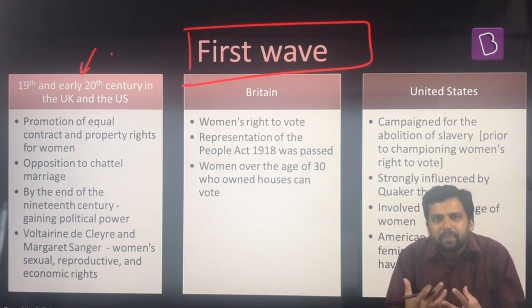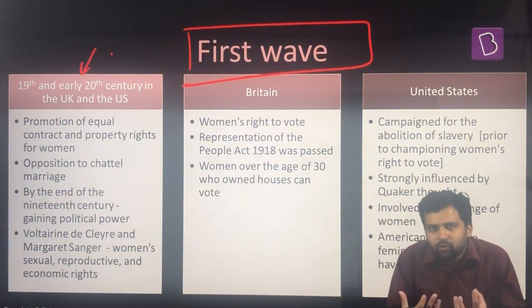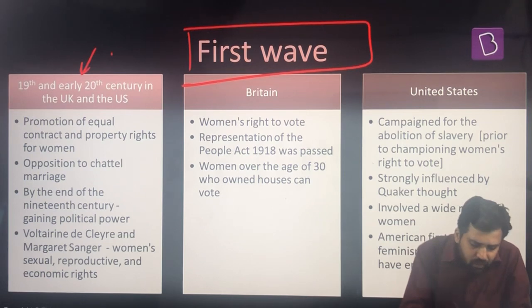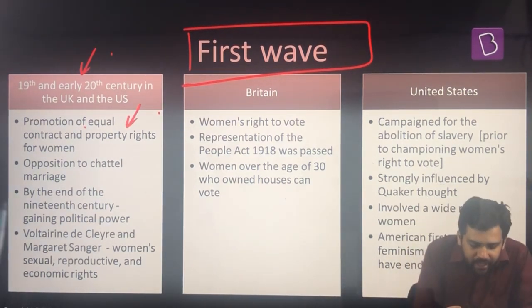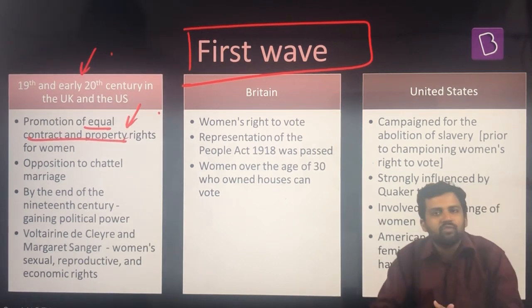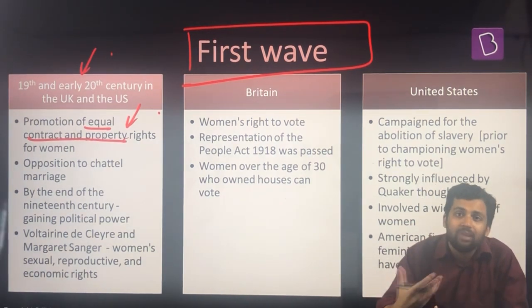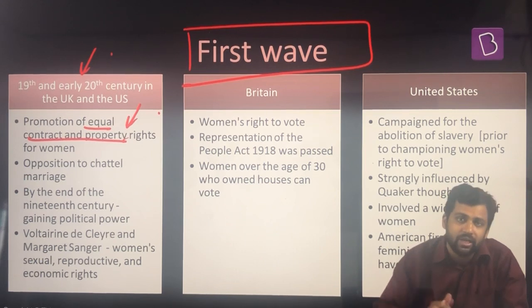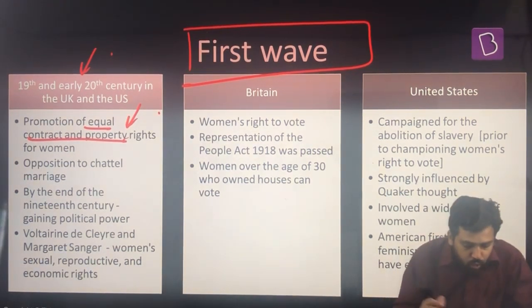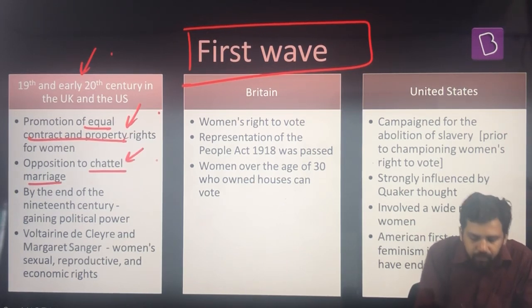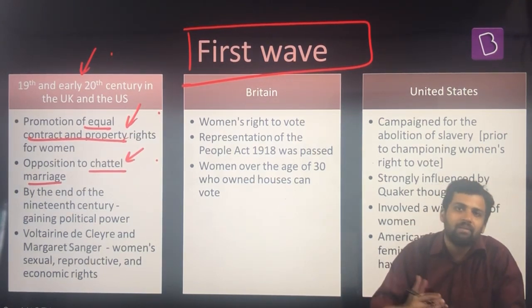Now, what were the issues that were taken up? What were the issues that were highlighted? First thing, you are trying to promote equal contract and property rights for women. Women did not have equal property rights, they did not have equal contractual rights. Now that is being promoted. Apart from that, there is opposition to chattel marriage. Now, what is the meaning of chattel marriage?